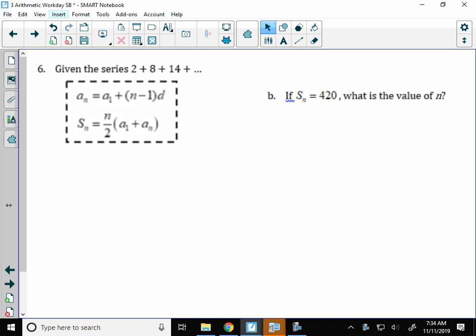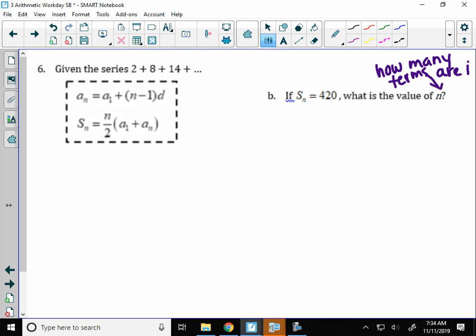And the question says, this is the extension question, if the sum, S sub n, is 420, so if I add up all these numbers, they equal 420, what is the value of n? In other terms, how many numbers did you add up? How many numbers are in the sum? That is what we're trying to find.